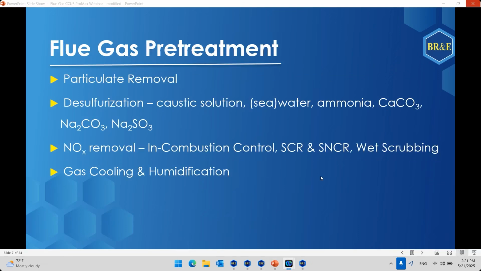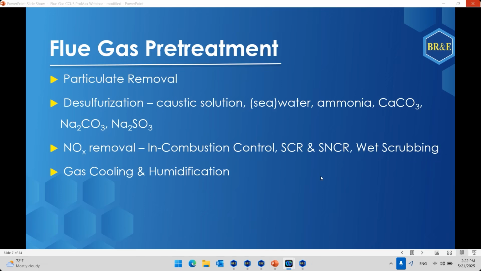The common pretreatment steps are, first, particulate removal. If there are any particles present in the flue gas, they need to be removed using electrostatic precipitators, fabric filters, cyclones, or any of these, just to remove the particulate. Another step is usually desulfurization. The pretreatment solvent for the desulfurization is usually caustic solution, as we've seen in the example. It can also be plain water or seawater. We have cases using ammonia. We can also use limestone slurry or sodium carbonate or sodium sulfate, as you can see in the list here.